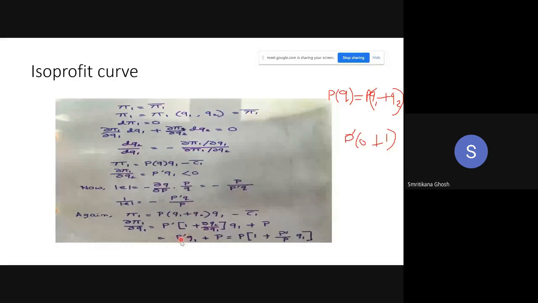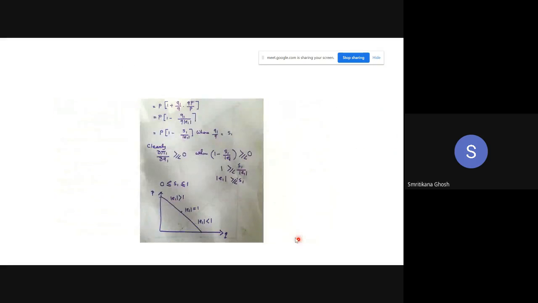So I left P prime Q1 plus P. Okay. So I'm taking P as a common because I cannot find out the value, because P prime is negative, Q1 is positive, P is the price, positive. So what will be the summation? We don't know. So you have to go further. So I'm taking P common, 1 plus P prime into P by Q1.